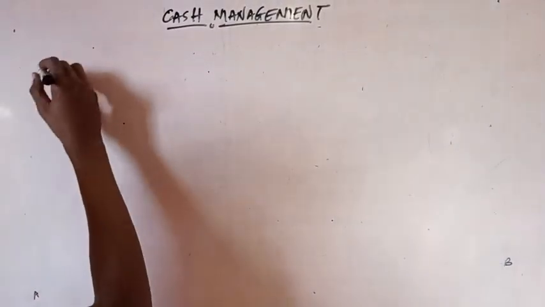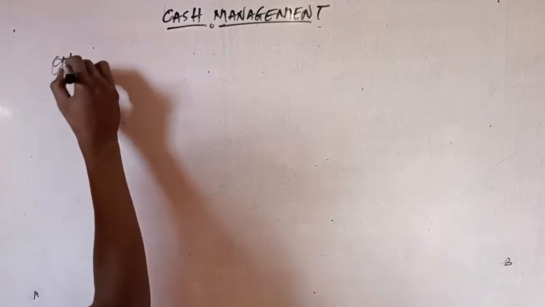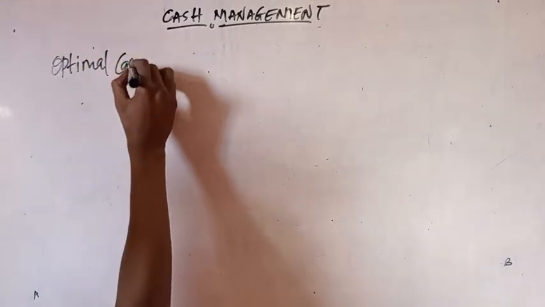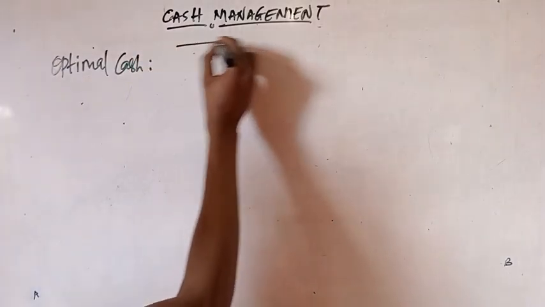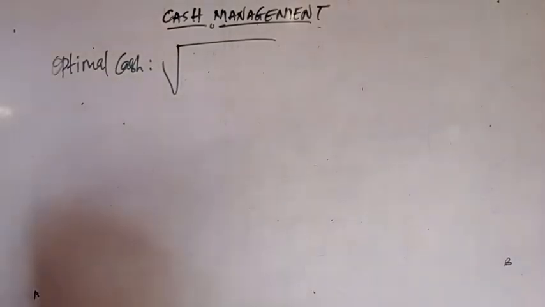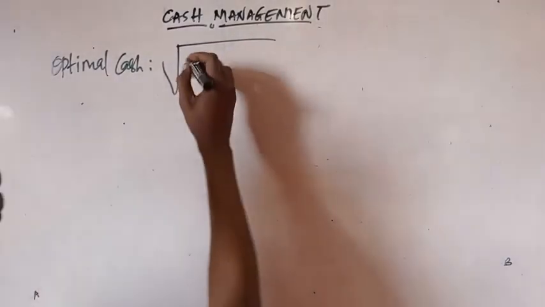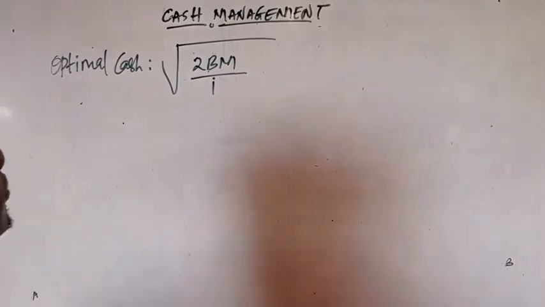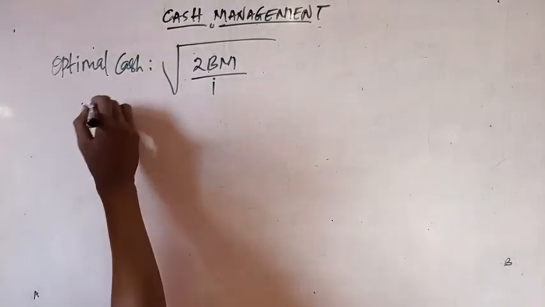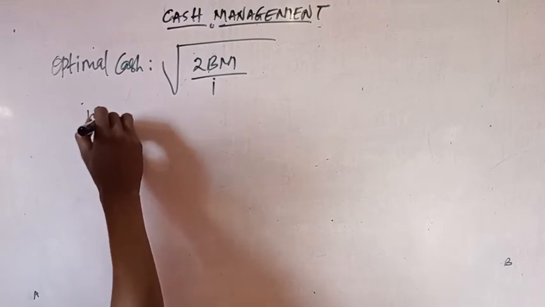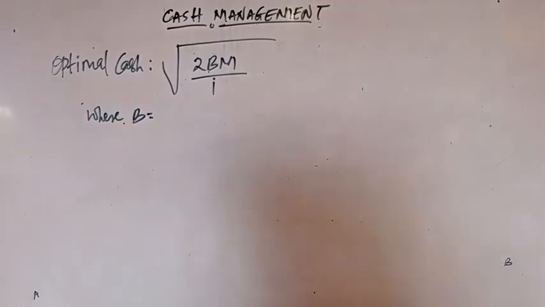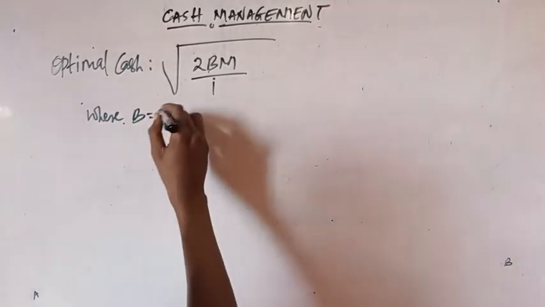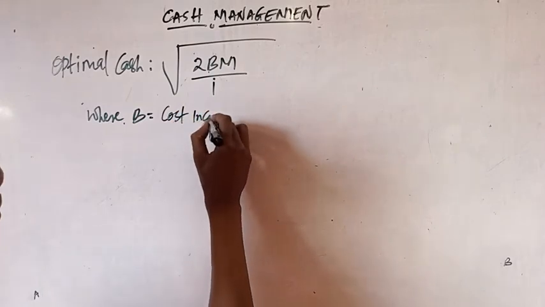Now, the optimal cash formula is calculated as the square root of 2BM all over I, where 2 is a constant, and B is defined to be the cost incurred each time marketable securities are sold to replenish cash.